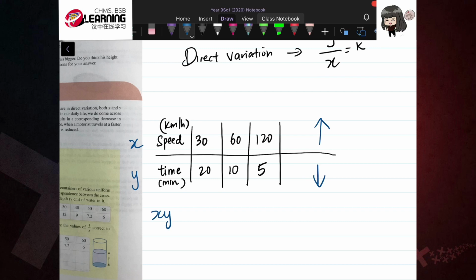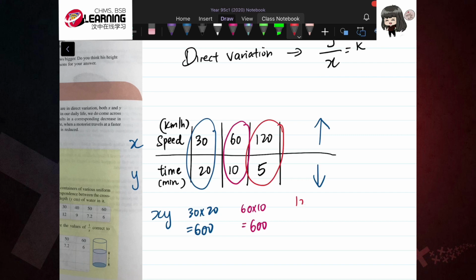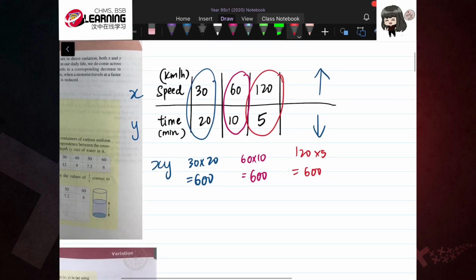So 30 multiplied by 20 gives 600. Then the second one, 60 multiplied by 10 gives 600 also. And then 120 multiplied by 5 gives 600. So what we can say here is our constant is x times y equals k, and your constant here is 600.